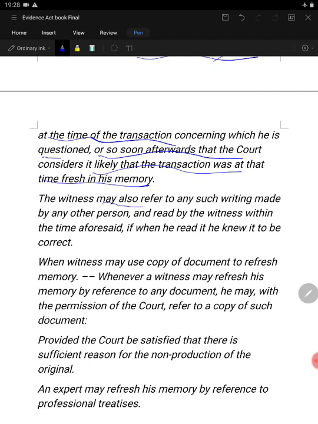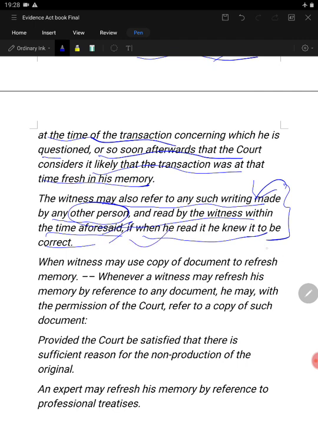The witness may also refer to any such writing made by any other person and read by the witness within the time aforesaid, if when he read it he knew it to be correct. So the witness may refer to those writings which are not made by himself but by another person, but he knew it to be correct.